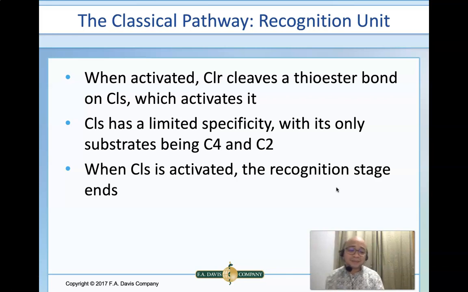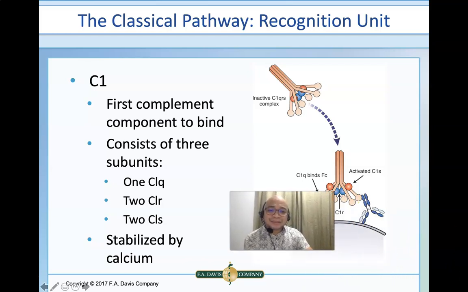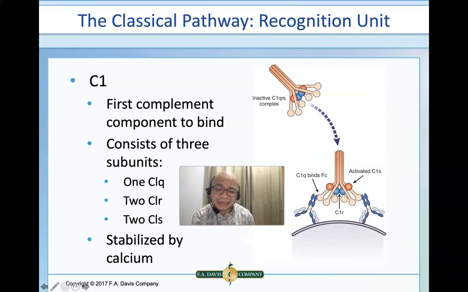Let's review, because discussion of the complement may seem complicated. Two of the 6 globular heads of C1q bind with the Fc portion. This results in activation of C1r, which auto-activates, and this also activates C1s, because C1r cleaves the thioester bond of C1s. C1s is activated, and that's the end of the recognition unit. Remember, there are two possible substrates for C1s, and these are C4 and C2.